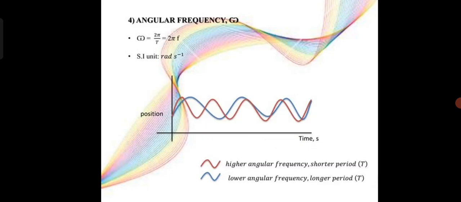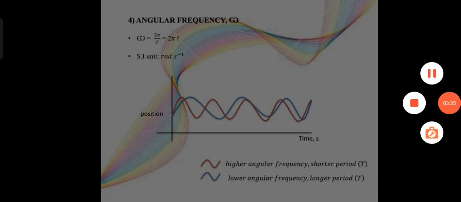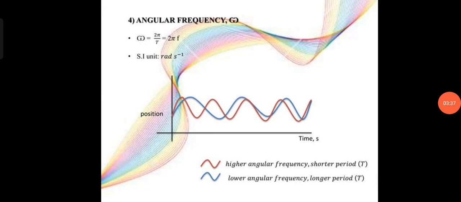And the fourth one is angular frequency, omega. Angular frequency is denoted by omega, where omega equals 2 pi by T, where frequency equals 1 by T, and generally we can write it as 2 pi f, and its SI unit is radians per second, where you can identify a graph as shown in the figure.